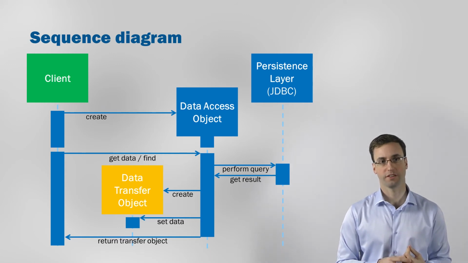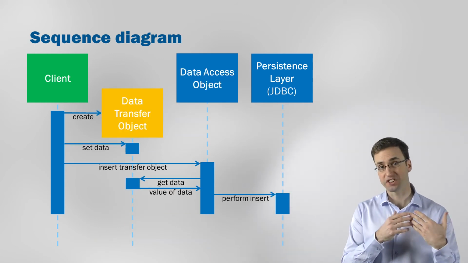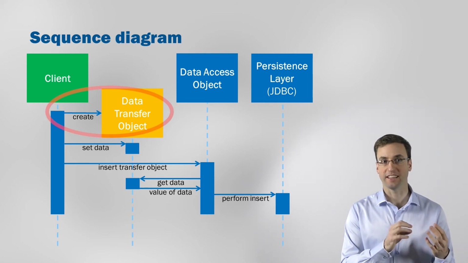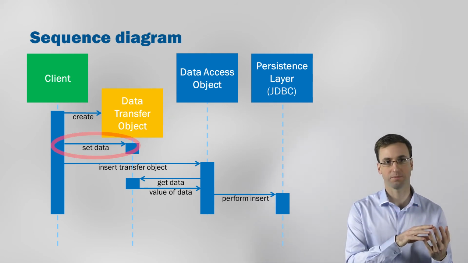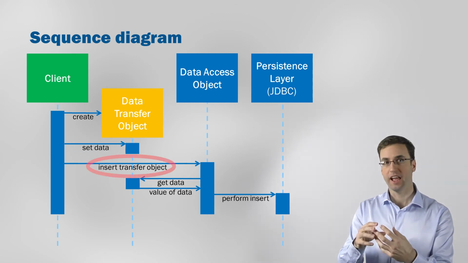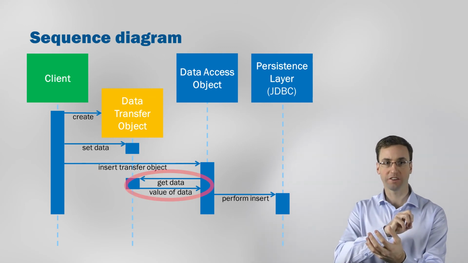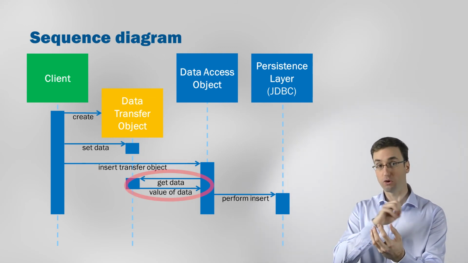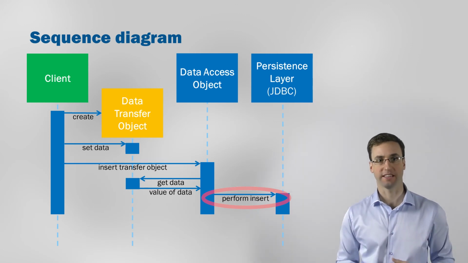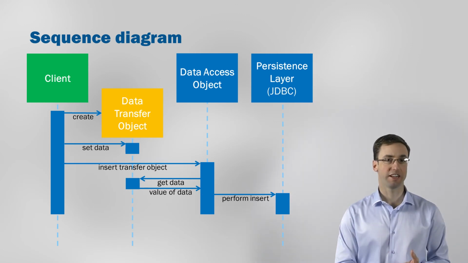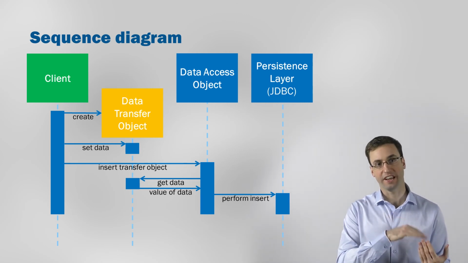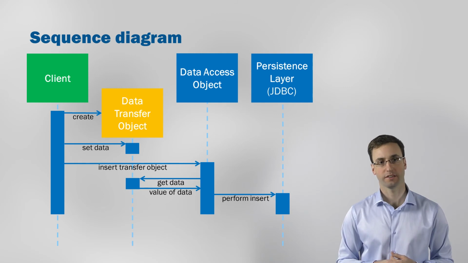If you now want to insert a new user into the database, you would create a data transfer object and set its details using the setters. You then pass it to the data access object that you created earlier, and the data access object would retrieve all the data from the data transfer object by calling the getters, and then use JDBC to store that data into the database. So the data transfer object is basically just a dumb container that's used to get data into and out of the data access object.